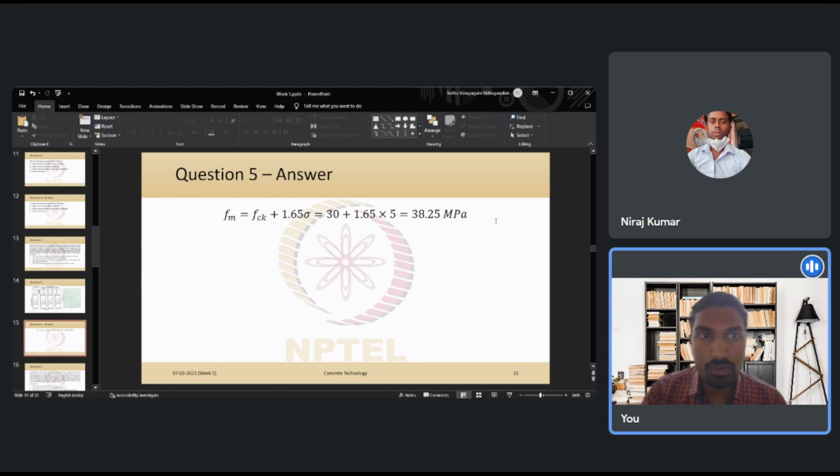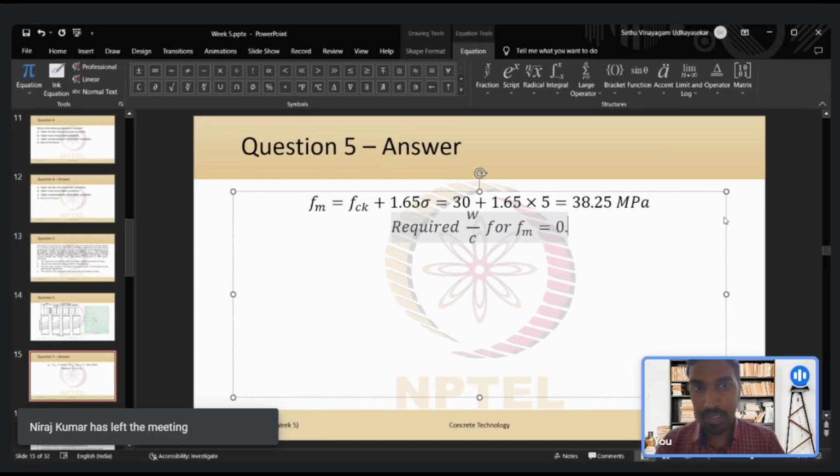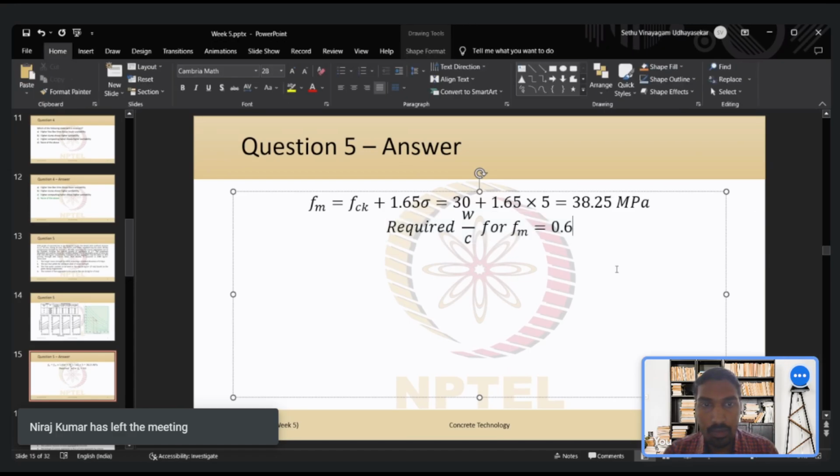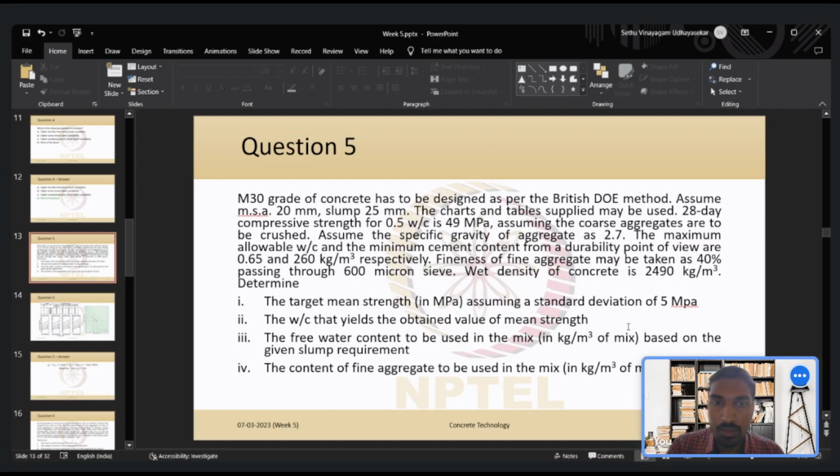So the required water to cement ratio for FM is 0.6, right? Any questions on how we obtained this water to cement ratio? Okay. So we found the water to cement ratio that will give us 38.25 MPa of mean strength, right?